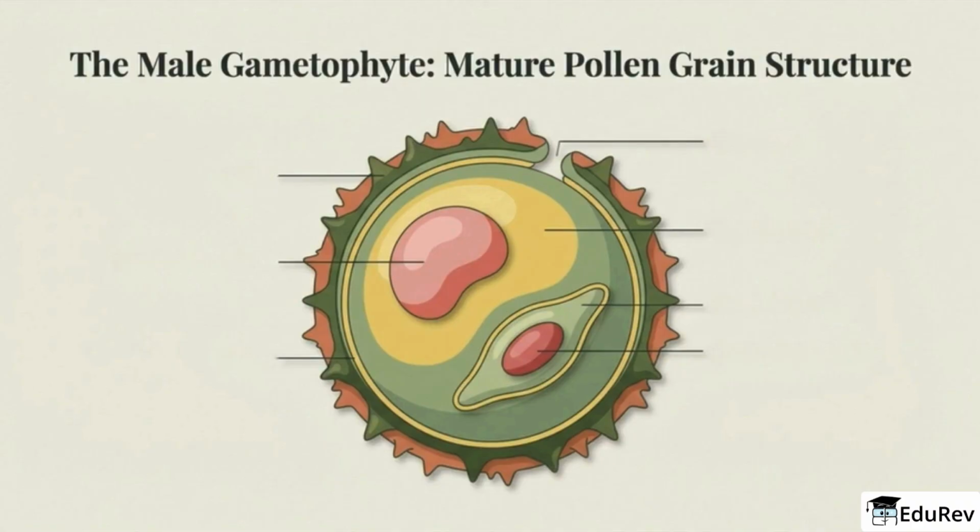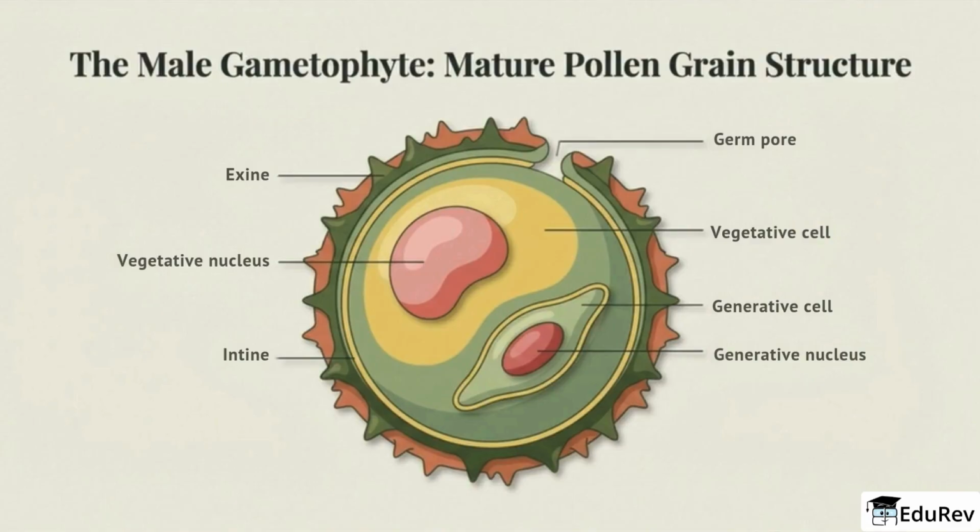It has an outer exine and inner intine with a germ pore for tube emergence. Inside, the vegetative cell contains the vegetative nucleus that controls pollen tube growth, while the generative cell or its nucleus will form the two sperm cells needed for fertilization.